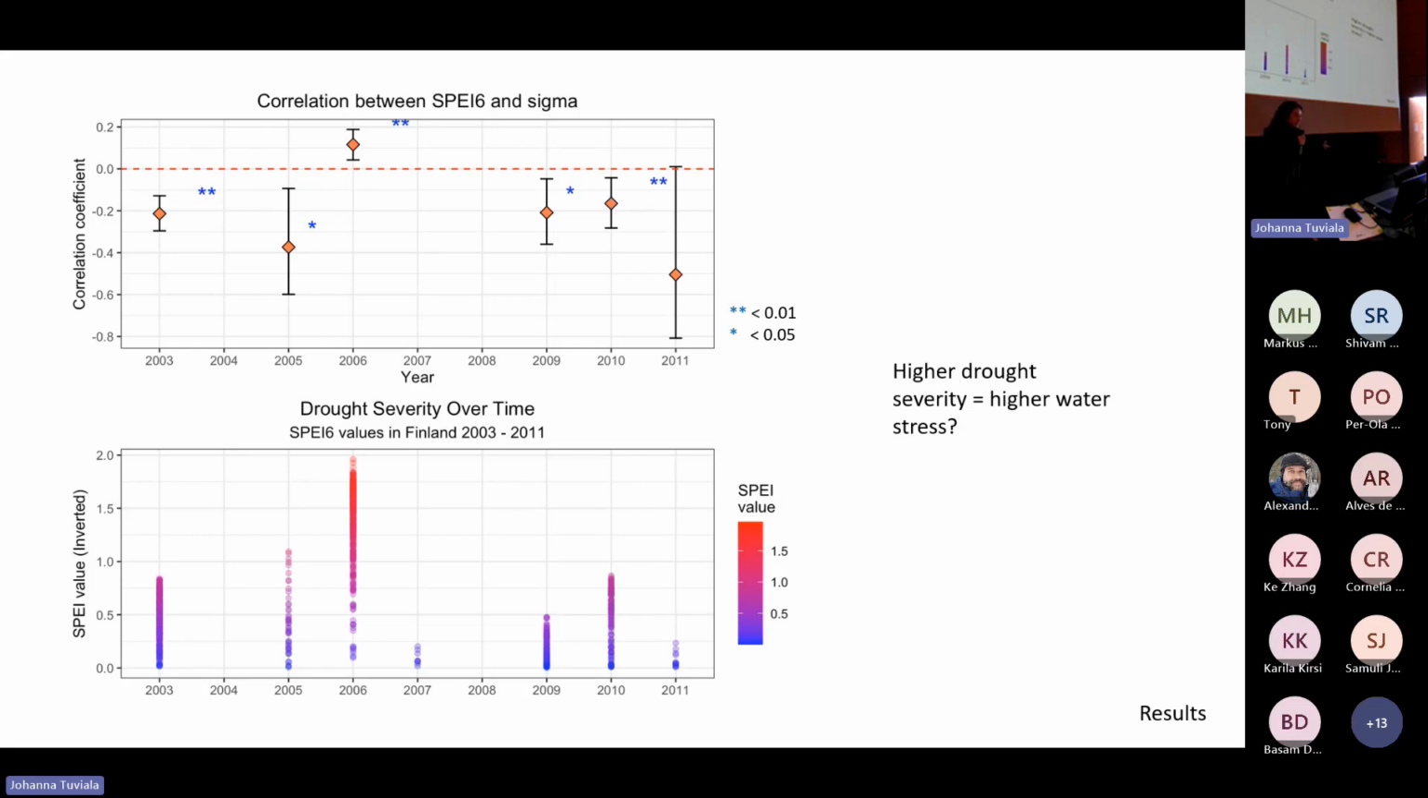Here, what we're seeing is you have more isohydric pixels in general, but then in 2006, where there seems to be a higher drought severity, you also see a change in the direction of isohydricity. So what is that saying? Does it mean that higher drought severity equals higher water stress? Maybe.